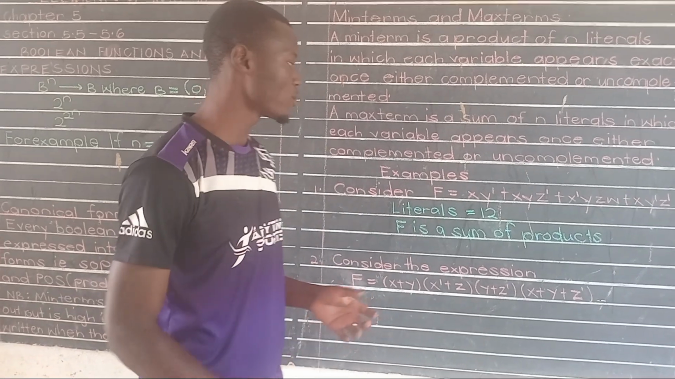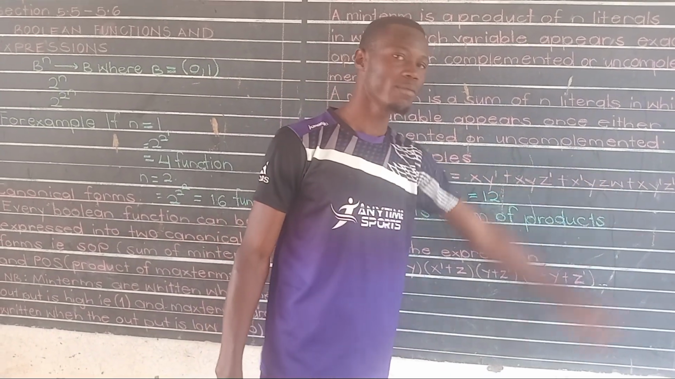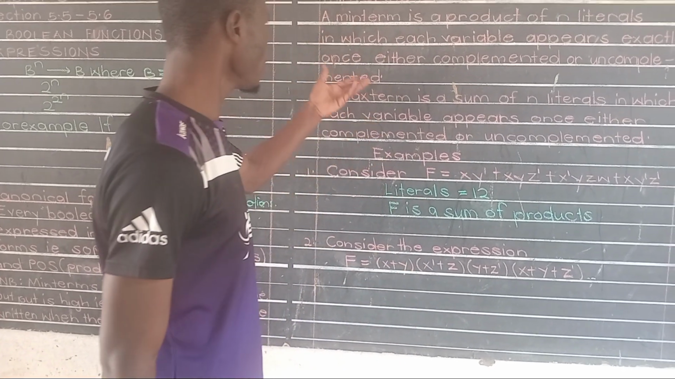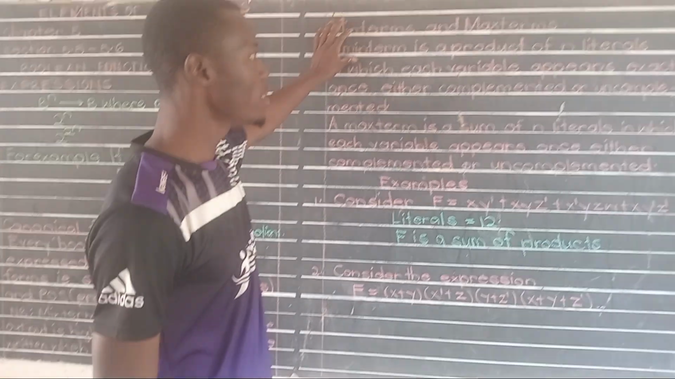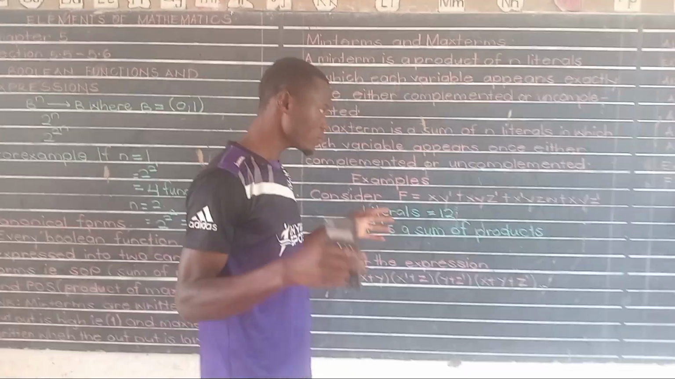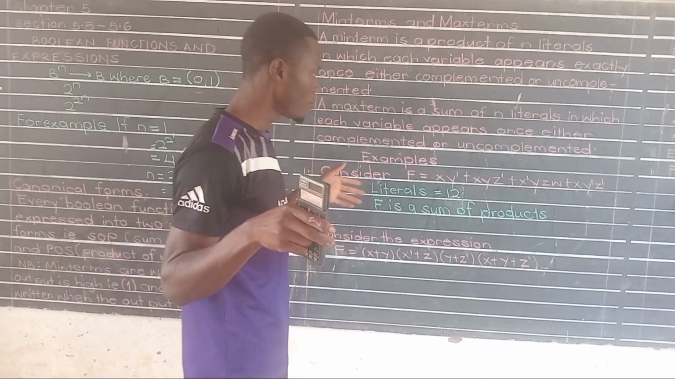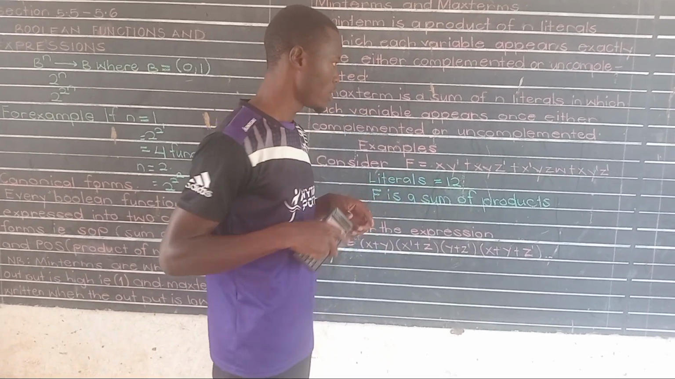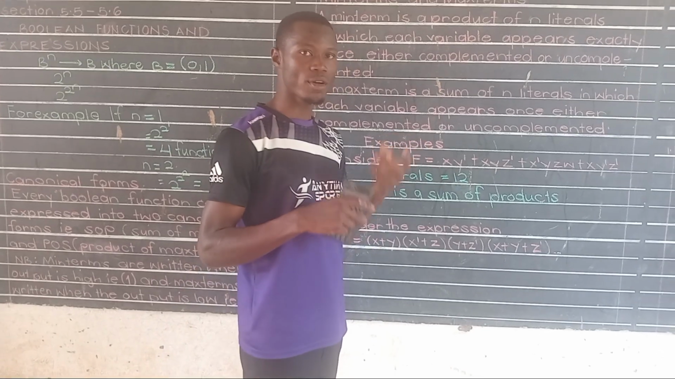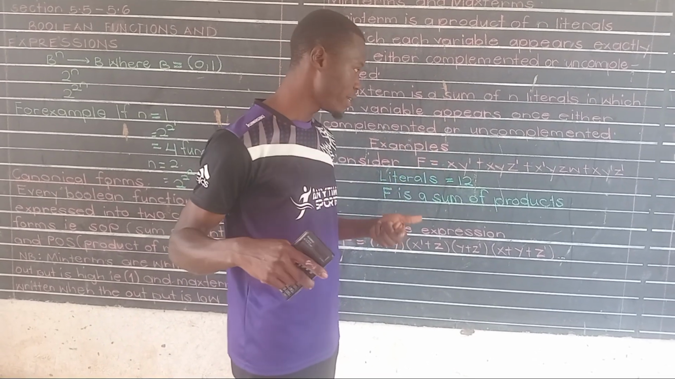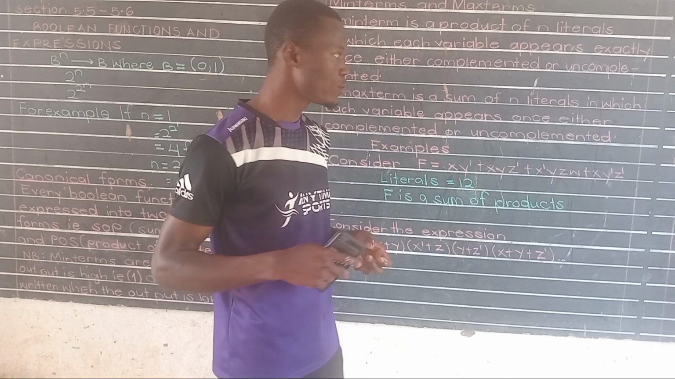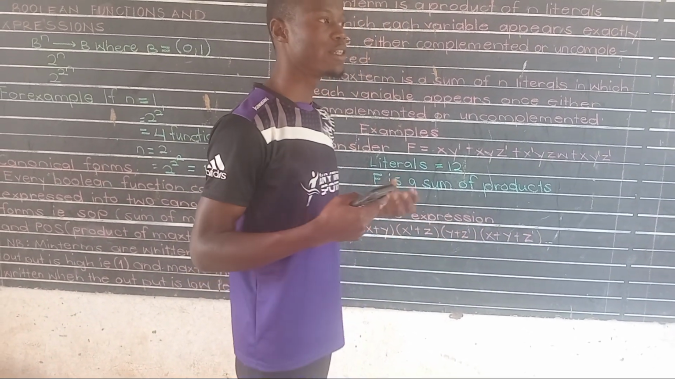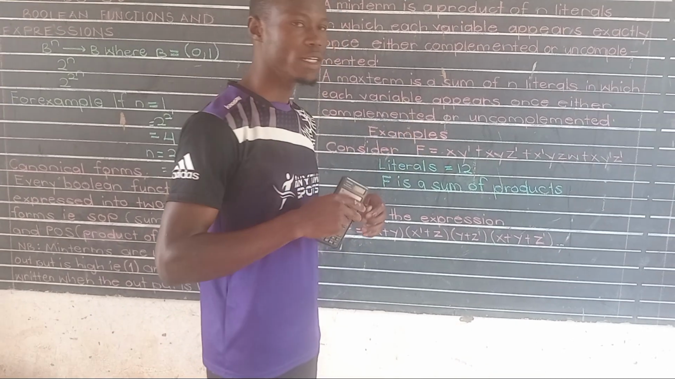F is a sum of products because I'm having a product plus a product plus a product plus a product. Therefore, it is a sum of products. So, here we say that to identify a mean term, I will need a product, but that product should include all the variables that are in this problem. The product should include all the variables, either complemented or not complemented, provided they are all in that term.